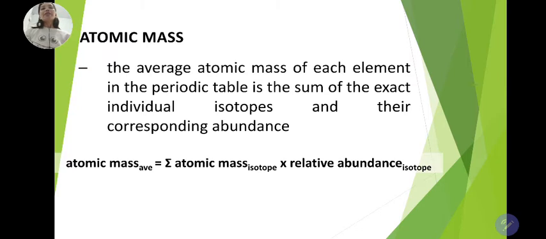So, for the atomic mass of isotopes, the average atomic mass of each element in the periodic table is the sum of the exact individual isotopes and their corresponding abundance. So, yung nasa periodic table natin, atomic mass, yun na yung average ng mga isotopes, existing isotopes ng atom na yun. Ng element, I mean.